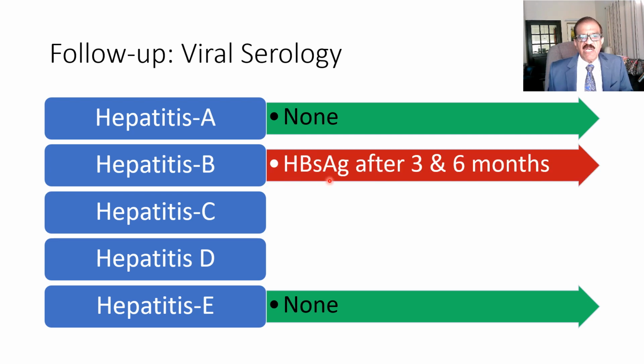Hepatitis B surface antigen should be repeated after 3 months and then after 6 months. If the surface antigen is still present after 6 months, then the patient has chronic hepatitis B, then DNA should be done and some other tests may be done. Then the patient should be treated as chronic hepatitis B. I have a separate video on chronic hepatitis B. So this is the traditional classification.